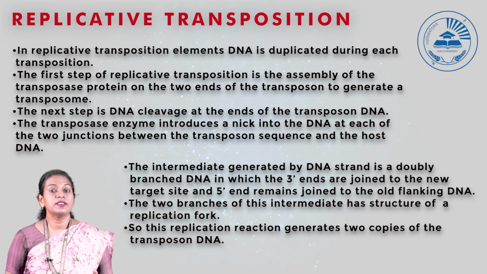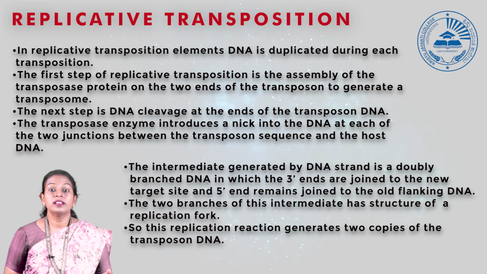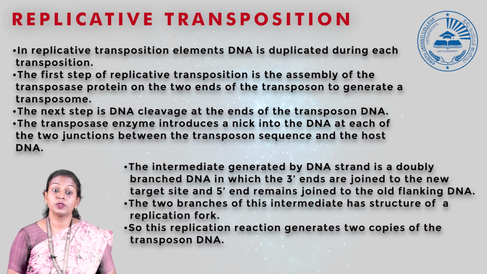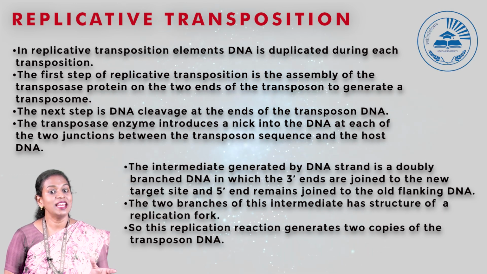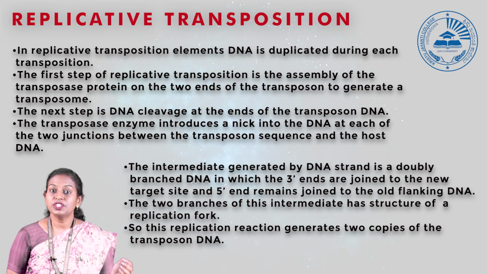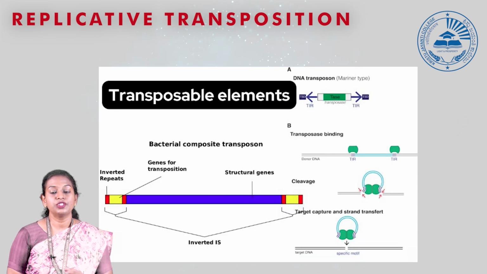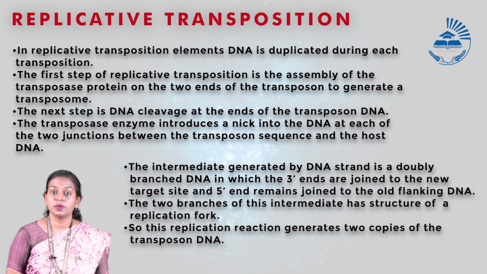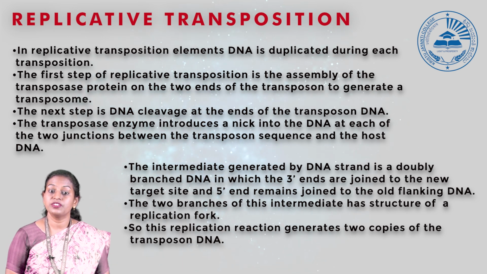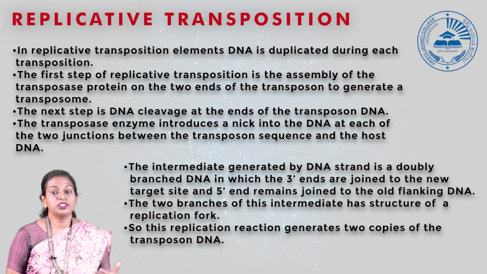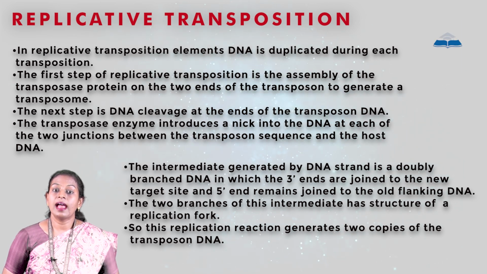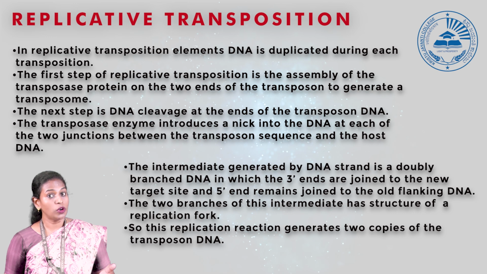The first step of replicative transposition is the assembly of the transposase protein on the two ends of the transposon to generate a transposome. The next step is DNA cleavage at the ends of the transposon DNA. The transposase enzyme introduces a nick into the DNA at each of the two junctions between the transposon sequence and the host DNA. The intermediate generated by DNA strand transfer is a doubly branched DNA in which the 3' ends are joined to the new target site and the 5' end remains joined to the old flanking DNA.